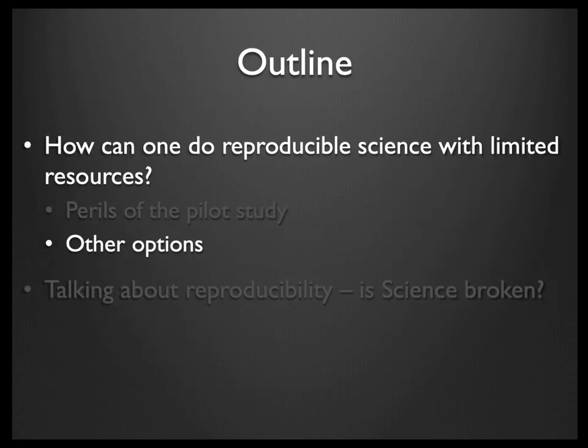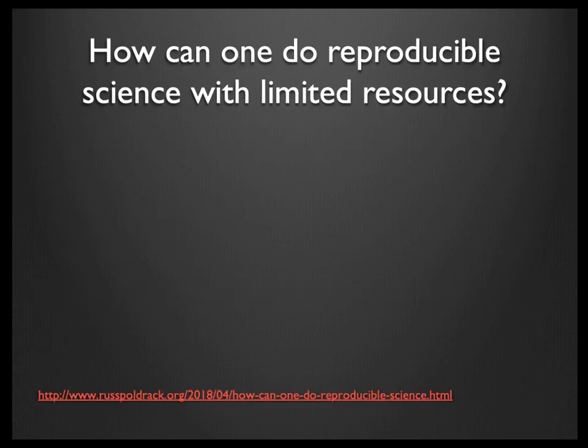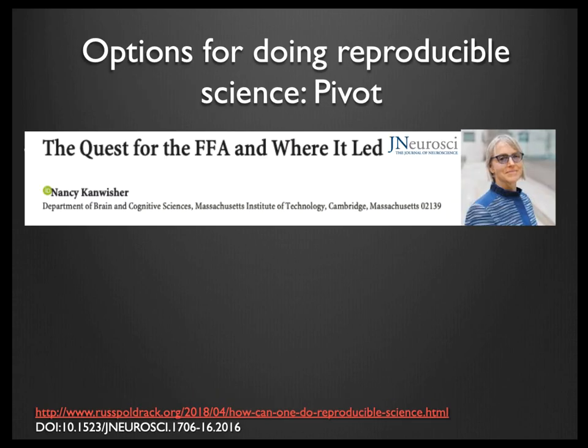Okay, so if I've come close to convincing you that underpowered pilot studies are a bad idea, what else are you going to do? I mean, you've got three to four years for your graduate program. You've got a lot to learn. How can you get your career going if you can't do a small study? And I'm drawing directly from Poldrack's paper. So one of the answers is pivot. He uses Nancy Kanwisher as an example here.